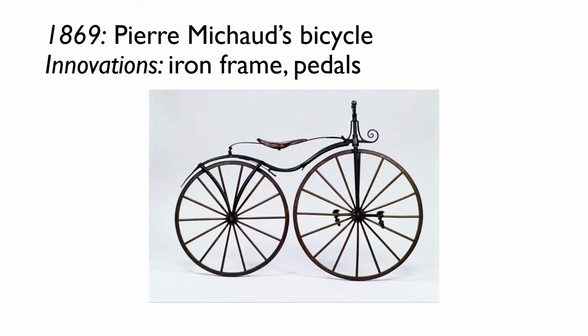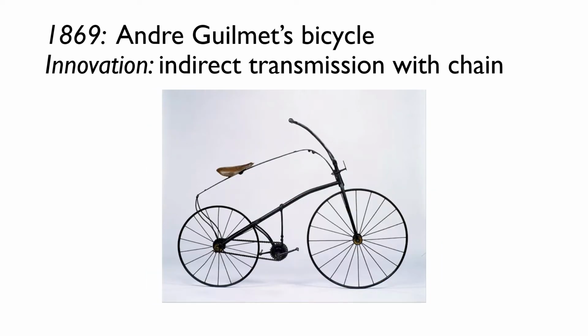Sometime later, in 1869, Pierre Michaud created the first bicycle to be made of wrought iron, except for the wheels, which remained wooden. Overall, this innovation made bicycles lighter and more usable, and also contained another crucial innovation, pedals, which were used to power the front wheel. During the same year, there was another breakthrough, also in France. The watchmaker Guilmet presented the first bicycle with indirect drive by means of a chain. Bicycles were starting to take their modern form, but they were still uncomfortable to use due to the vibration from bumpy 19th century roads.